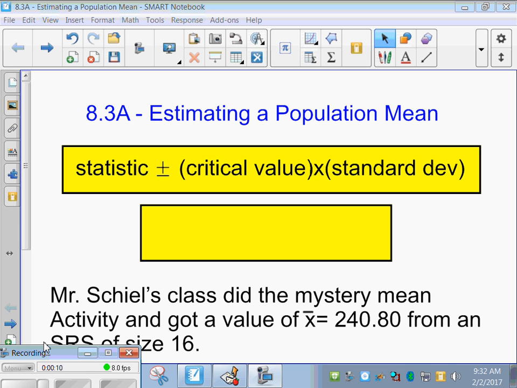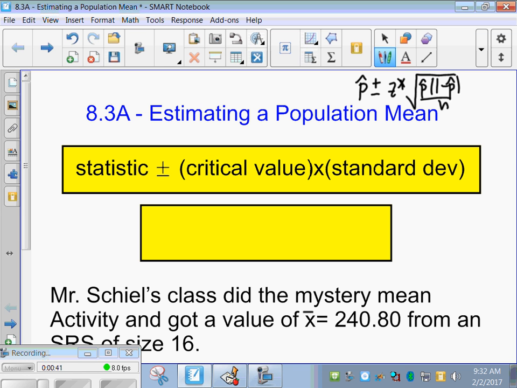So what we did before was we estimated a population proportion, right? And so our formula for estimating a population proportion was this lovely guy right here, divided by n. Okay? So basically we have the statistic, plus or minus the critical value, which in this case was a z-score, times the standard deviation, but really we did the standard error because we replaced p with p hat, right?